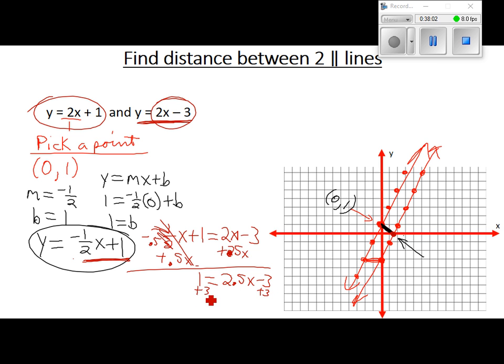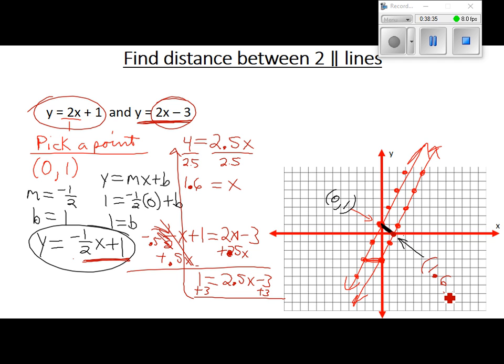Good. I'm going to rewrite this up here. Put it down too low. What's 1 plus 3? 4 = 2.5x. Now what do you do? Divide both sides by 2.5. What's x equal? 1.6. That's the x coordinate where these two cross. 1.6.